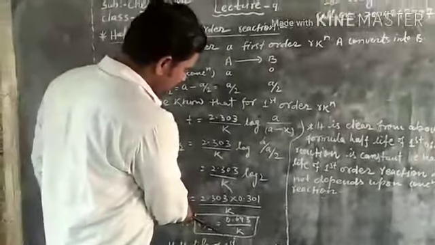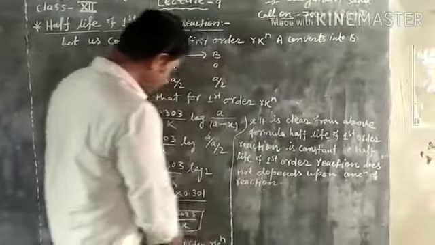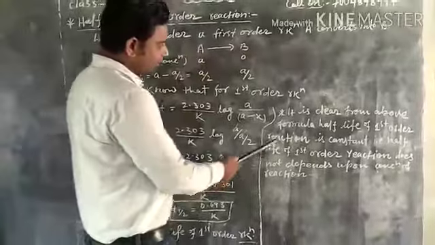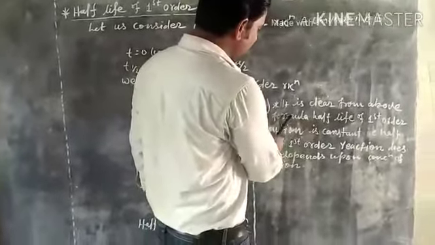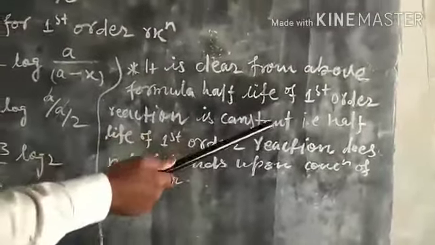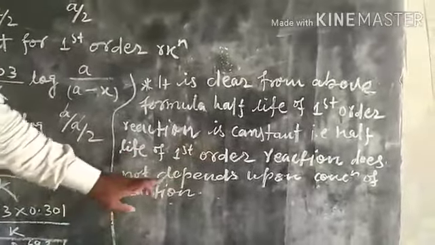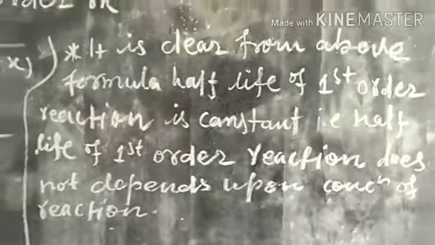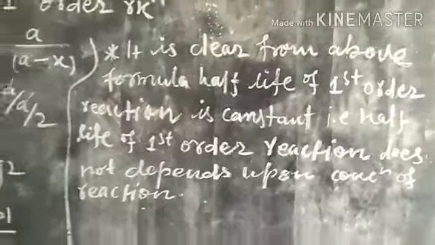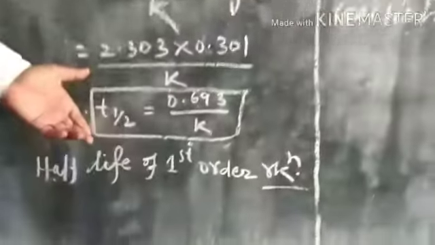So from this equation, it is clear that half-life of first order reaction is constant. That means half-life of first order reaction does not depend upon concentration of reactant. So this is half-life of first order reaction. You must keep this formula in your mind for solving numerical problems. Okay.